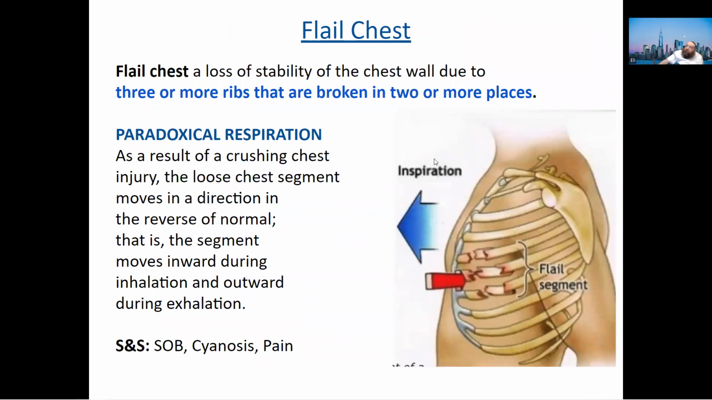Another injury to the chest or the chest wall is known as a flail chest or a flail segment. So if you see the picture, you can see that there are 3 ribs broken in 2 or more places. All right, and that's really the definition. This segment of rib cage will act the opposite to the rest of the rib cage because it's completely not attached.